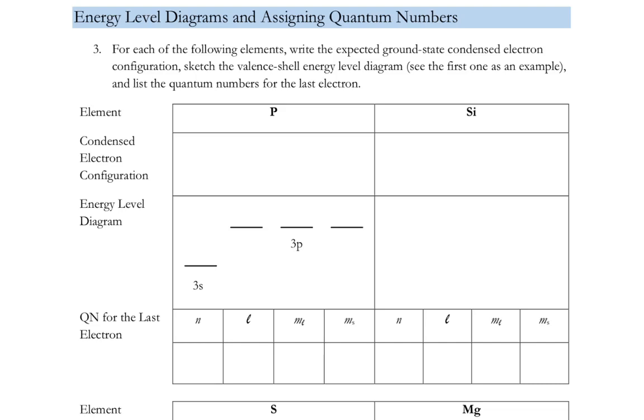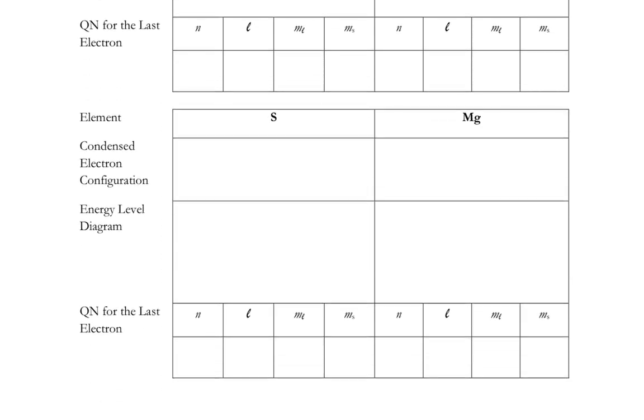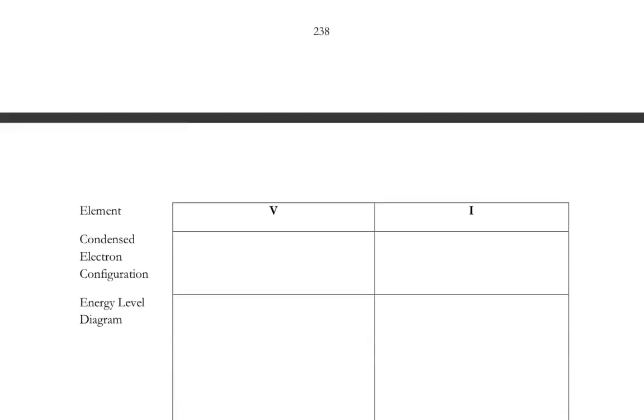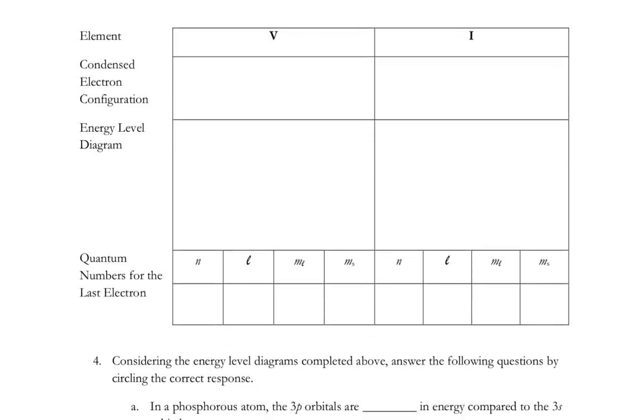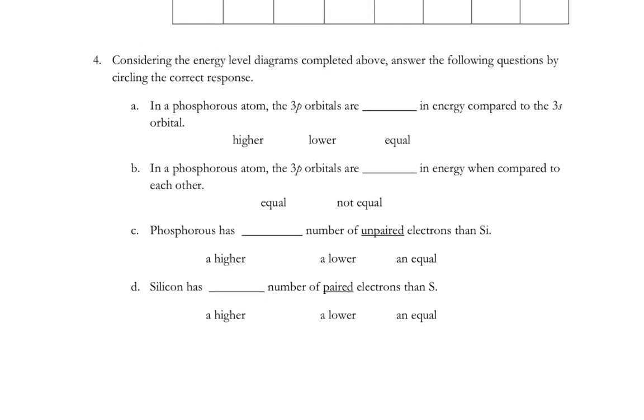So you're going to put the electrons in, and then for this last part, the quantum numbers for the last electron. So of that last electron that you drew in the energy level diagram, give its value for N, for L, for M sub L, and M sub S. So do the same for silicon, for sulfur, magnesium. You may skip vanadium and iodine. Do them if you care to, otherwise you can skip them. I won't grade the vanadium and the iodine information, but definitely do number 4.